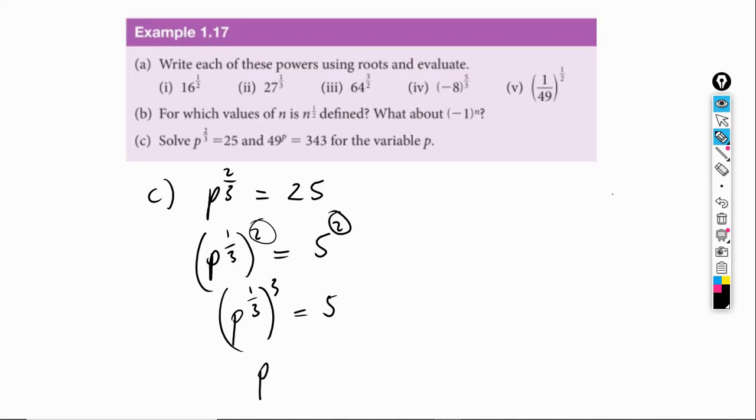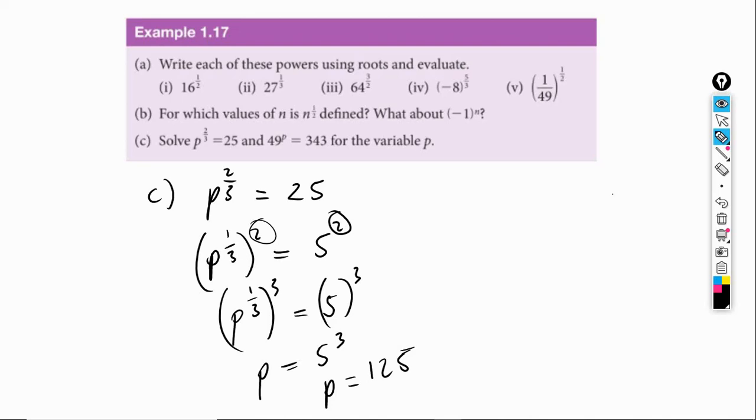But if I do it on one side of the equality, I have to do it to the other side. So then I would have to elevate this to the power of 3. So that means that p is equal to 5 cubed, and that is just 125. Now you can verify that with a calculator by plugging in 125 to the power of 2/3, and you will see that it gives you 25.